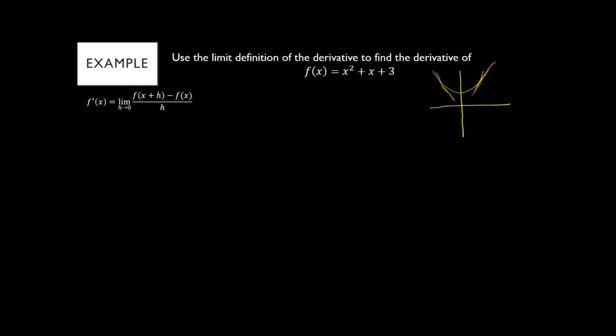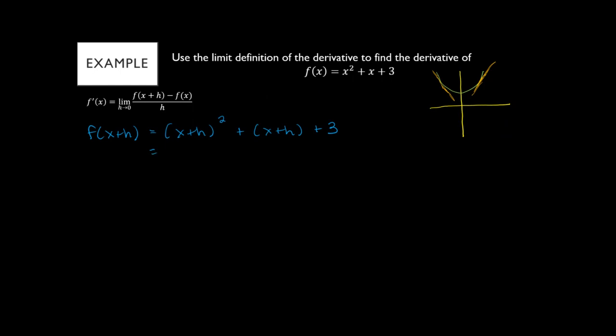So first step, and I might actually do this in a different color, is to find f of x plus h. So x plus h. You know what? I'm going to run out of room here, so let me just do this under here. So you have x plus h squared when you plug it into f of x, plus x plus h plus 3.